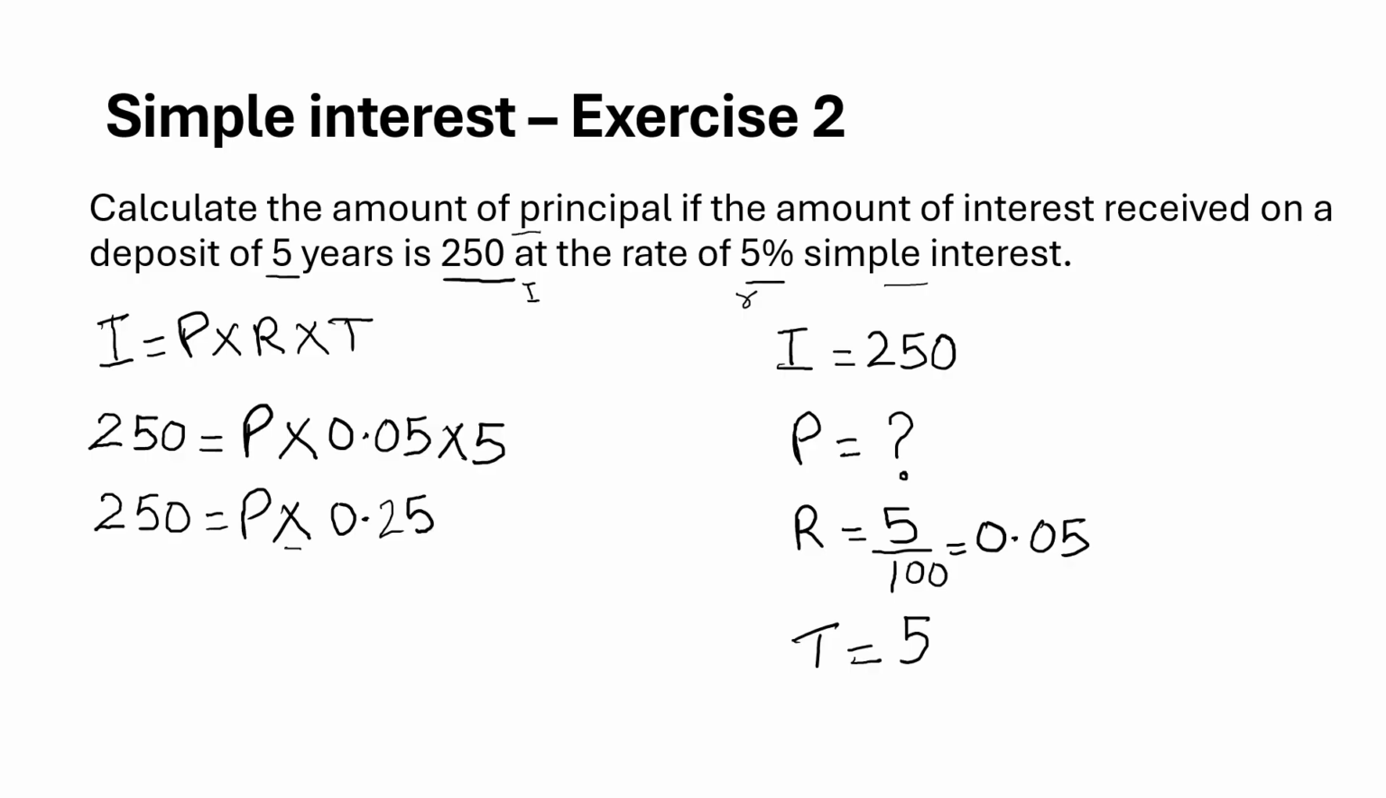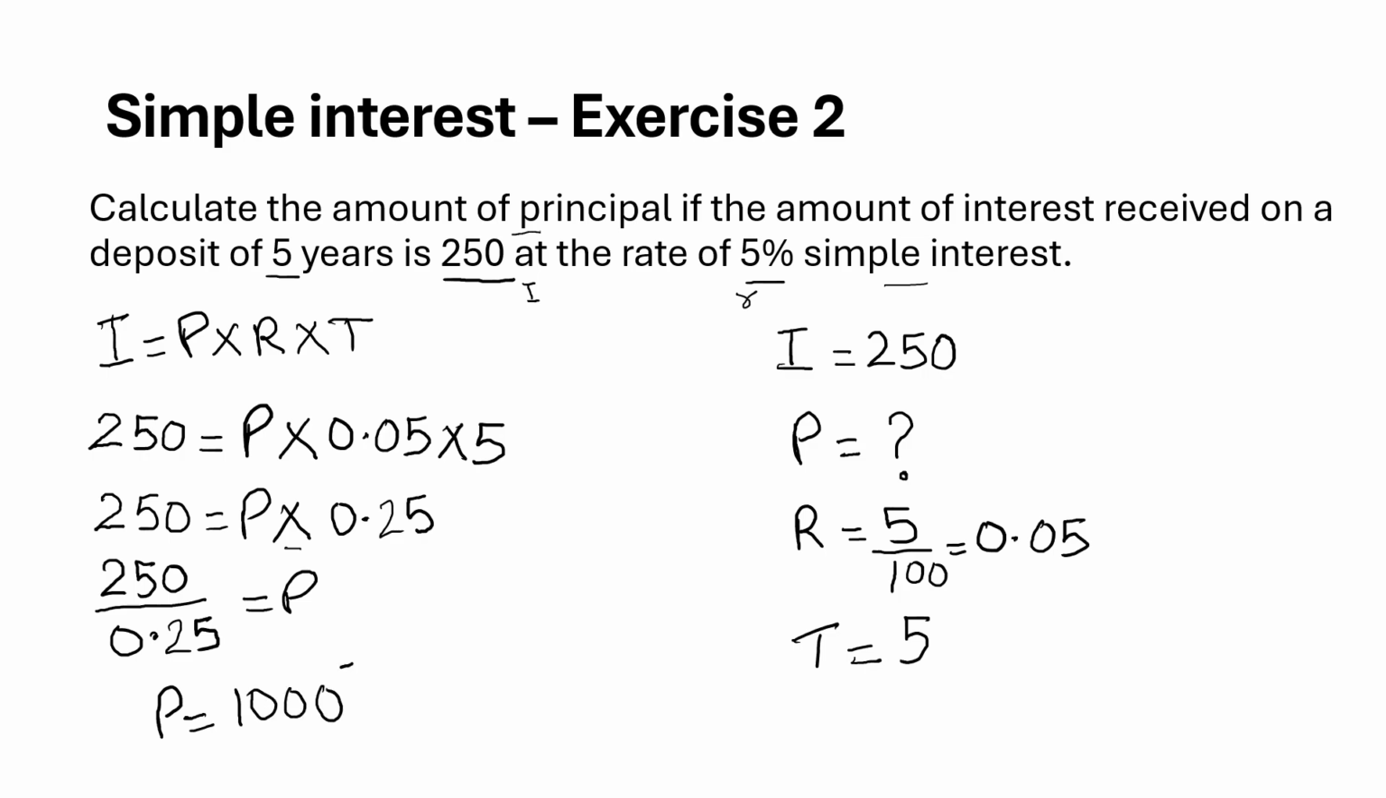Now remember the simple mathematical rule, here it is multiply. When we take this multiplication from the right side to the left side, the multiplication will become divide. So 250 divided by 0.25 is equal to P. Now do it on the calculator. When you divide 250 by 0.25, you get the answer. My P is equal to 1000.